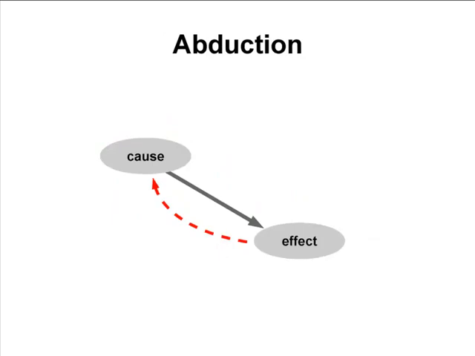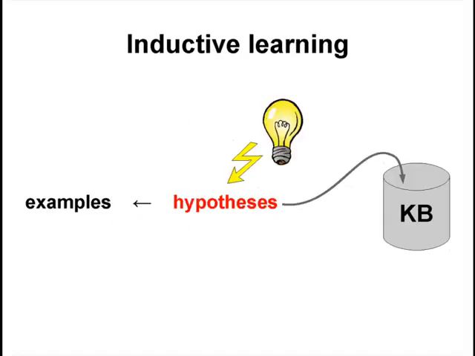In abduction, we are given an effect and try to guess what is its cause. Finally, in induction, we are given a number of examples, and we invent some new hypotheses that may deduce the examples. If the hypotheses are good at explaining all the examples, we keep them in the KB.